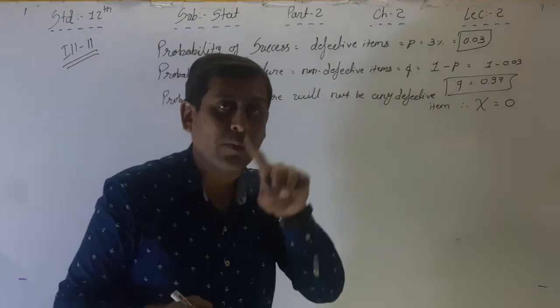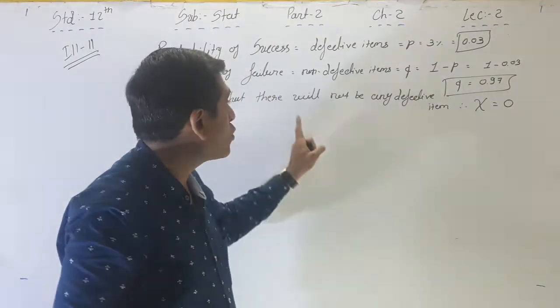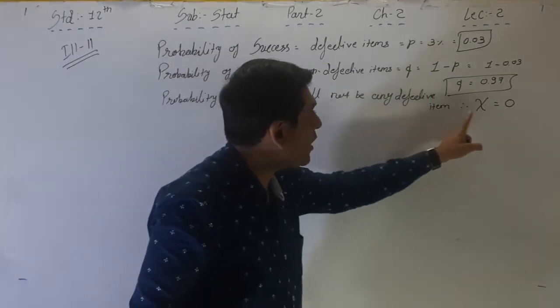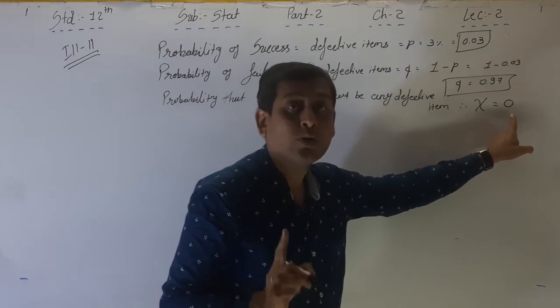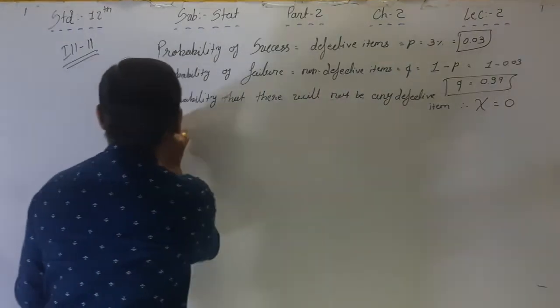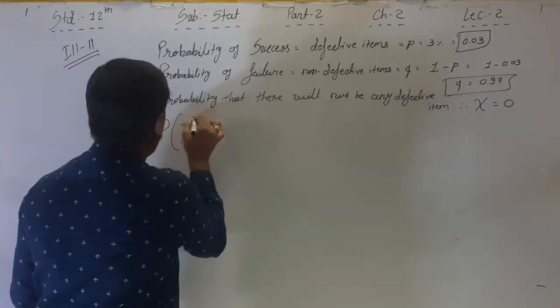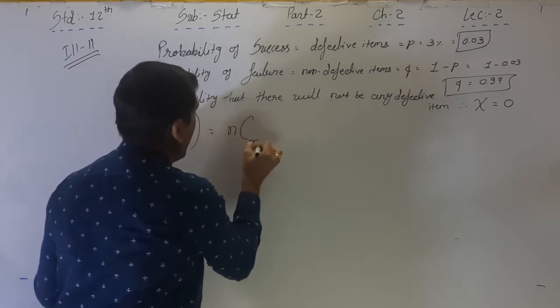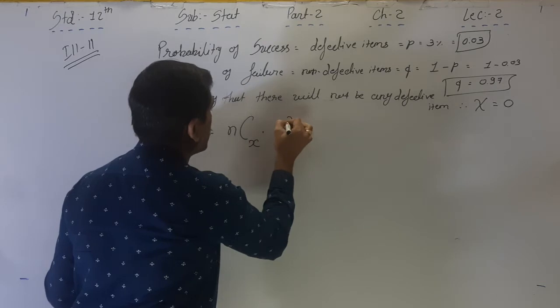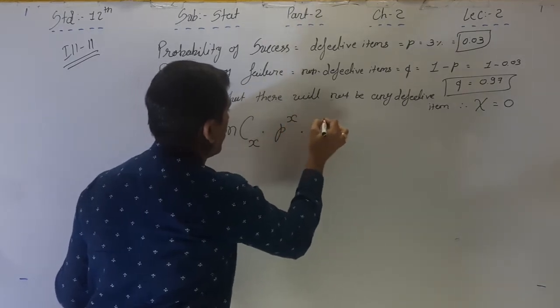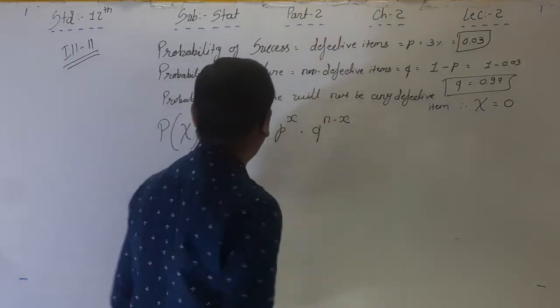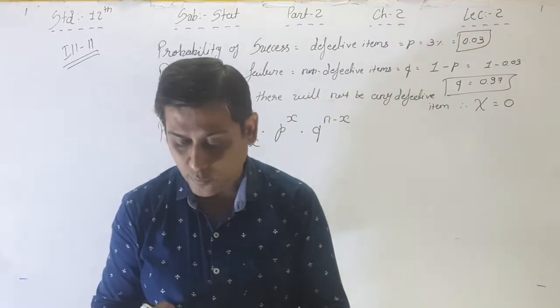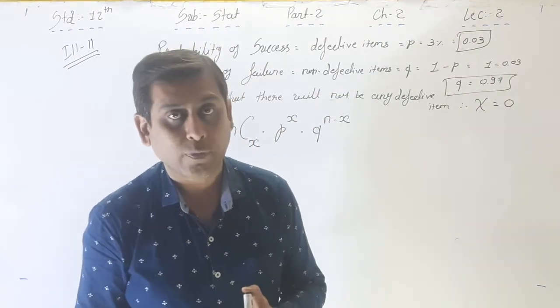No defective item means 0, right? There should not be any defective item, that is X is equal to 0. Now we want to find out the probability of X, and the formula for that is nCx into p raised to x into q raised to n minus x. This is the binomial distribution formula, right?